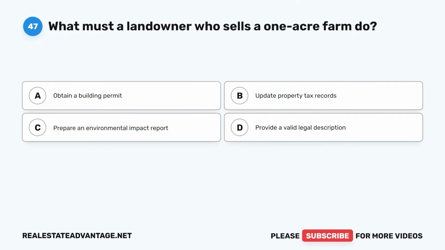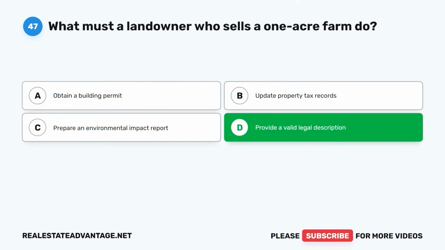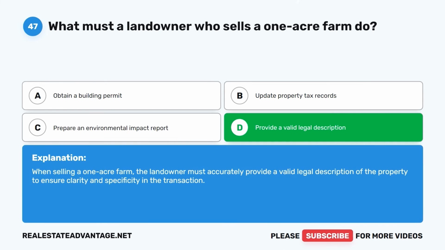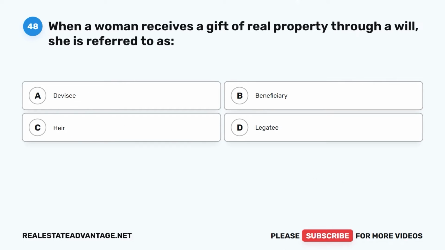Question 47. What must a landowner who sells a one-acre farm do? A. Obtain a building permit. B. Update property tax records. C. Prepare an environmental impact report. D. Provide a valid legal description. The correct answer is D. Provide a valid legal description. When selling a one-acre farm, the landowner must accurately provide a valid legal description of the property to ensure clarity and specificity in the transaction.